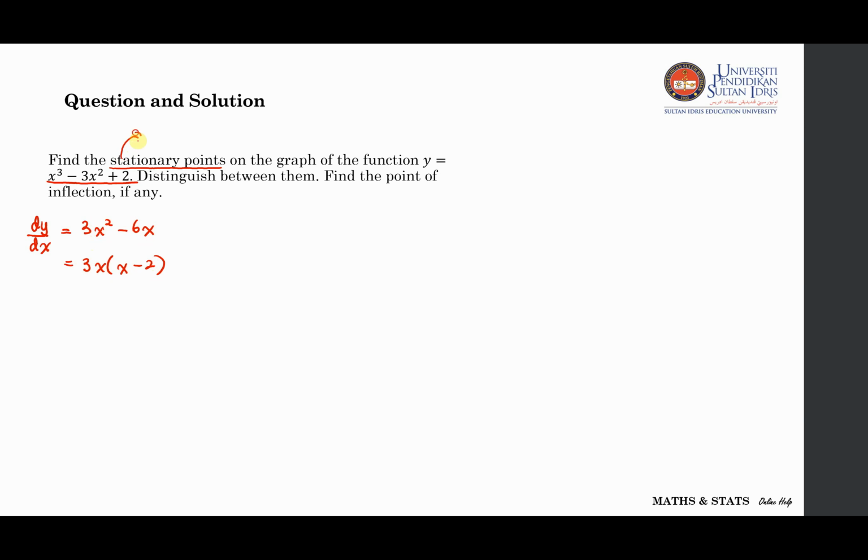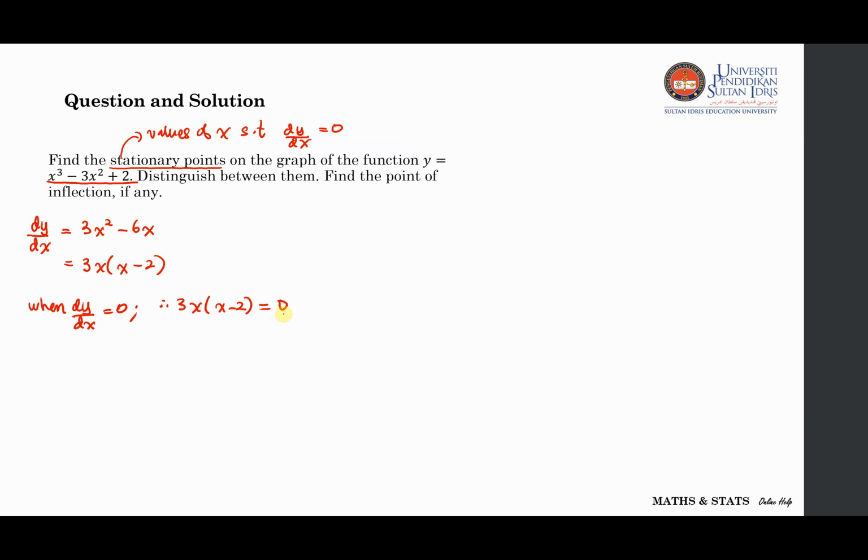So the stationary points are the values of x such that the first derivative is equal to 0. I'm just using the short form here, st means such that. So we are going to set dy dx equals 0. When dy dx equals 0, therefore 3x(x minus 2) is going to be equal to 0.